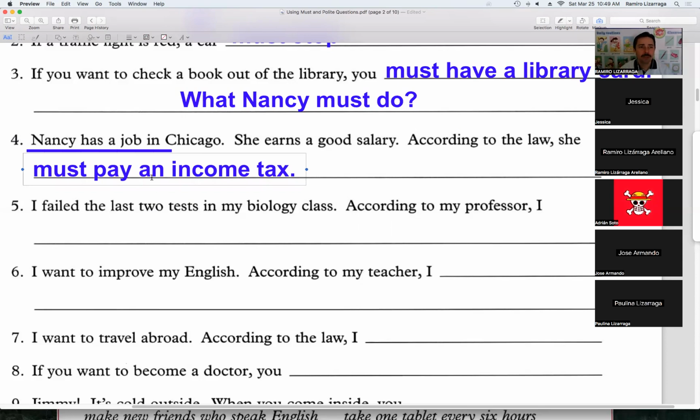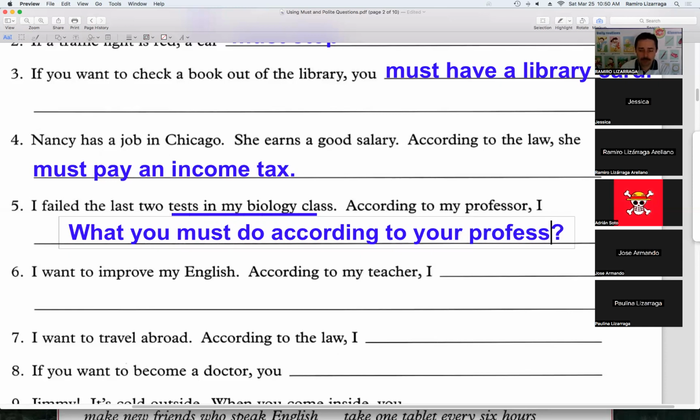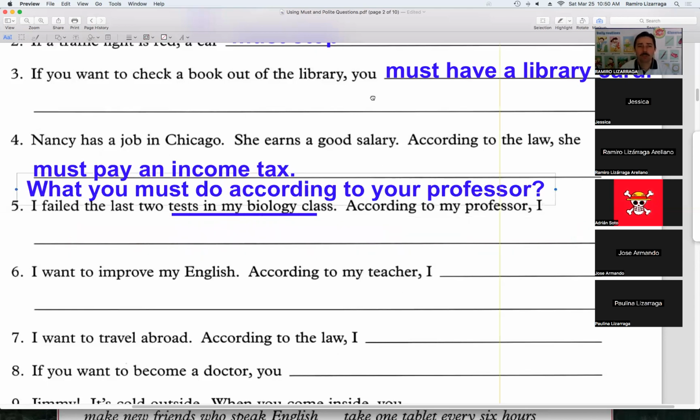Y fíjense aquí esta oración. I failed the last 2 tests in my biology class. According to my professor, I... Entonces, ¿cómo haría yo una pregunta relacionada a esta información? Aquí el sujeto va a ser you. What you must do according to your professor. Pues vean, ya mi pregunta la cambié un poquito. What you must do according to your professor.